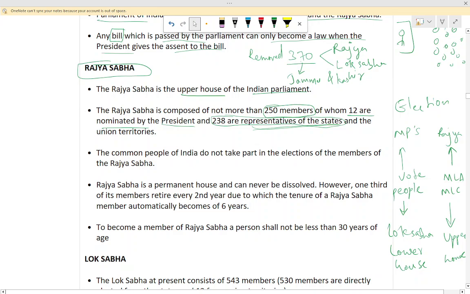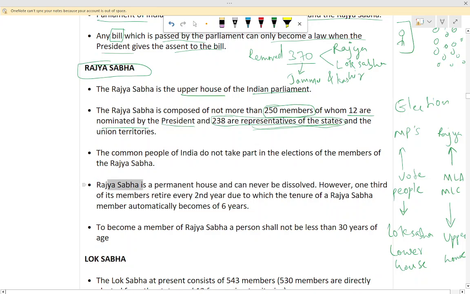So here, the common people of India do not take part in the election of the Rajya Sabha members. They are elected by the MLAs and MLCs of the state. Rajya Sabha is a permanent house and can never be dissolved.